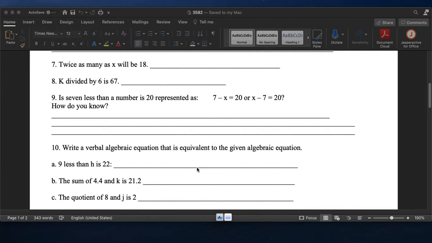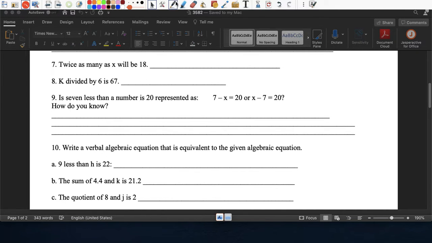Seven, twice as many. So twice is 2, right? Twice is 2 times. 2 times what? X is or will be 18. K divided by 6 equals 67, right? So that one is easy.